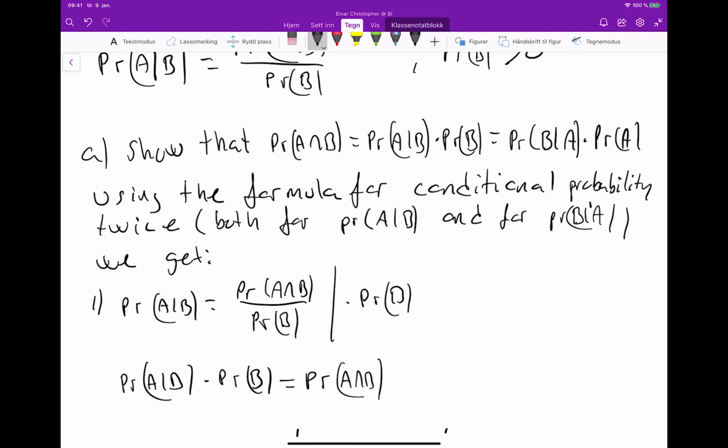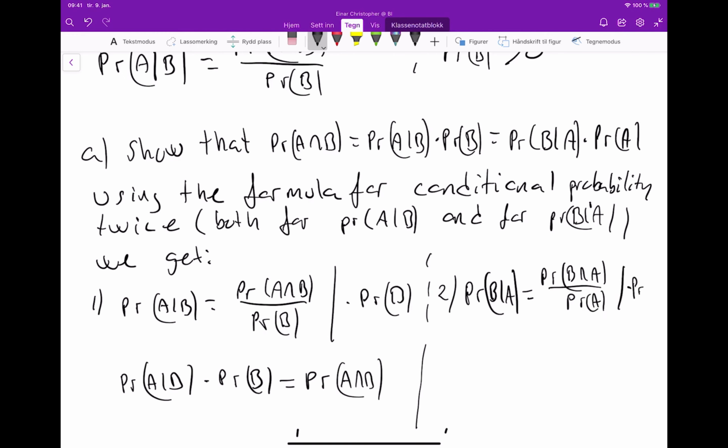And if you now do almost the same here on the other side, instead of calculating the probability of A given B, we can calculate the probability of B given A, which then gives the probability of B and A divided by the probability of A. But again, we can now multiply this time with the probability of A on both sides. And then we get the probability of B given A times the probability of A, which is equal to the probability of B and A.